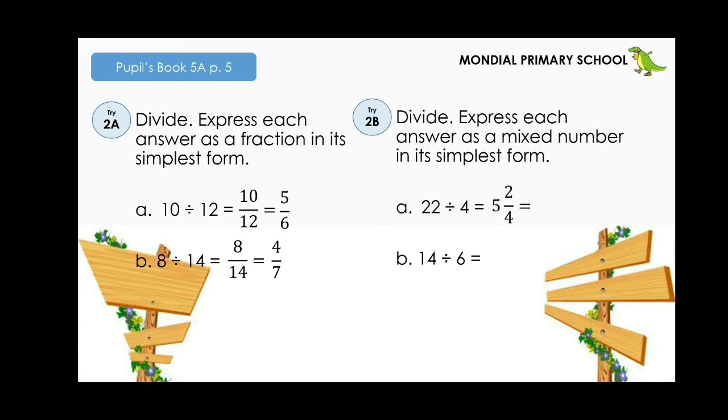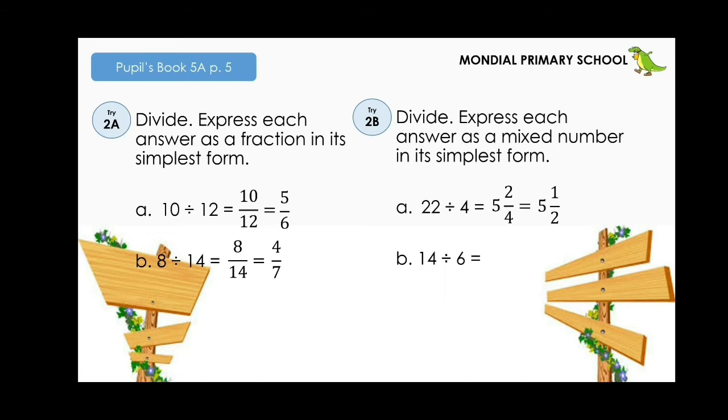But wait, is it the simplest form of the mixed number? Yes, you're right. It's not the simplest form. 2 out of 4 can be simplified into 1 out of 2. So the answer is going to be 5 1 out of 2 because 2 out of 4 equals 1 out of 2. How about 2B?